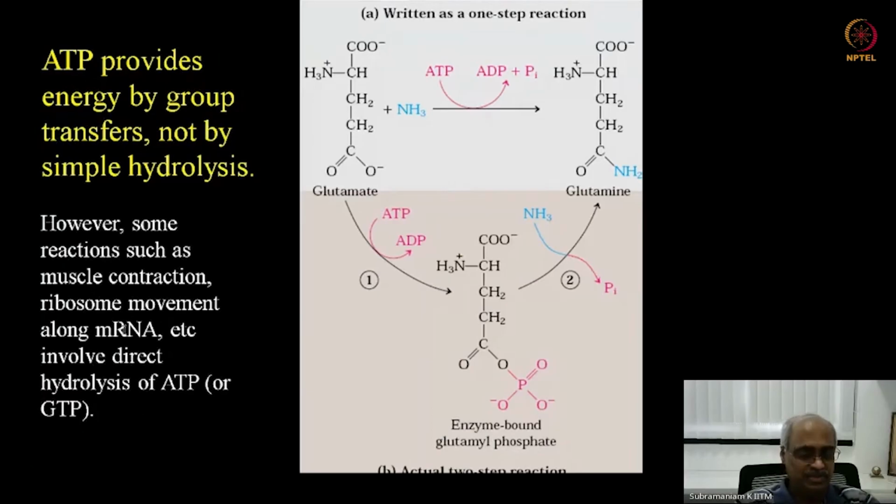So the ribosome example I kept telling, there it is not ATP. These are one of the exceptions where instead of ATP it is GTP, and GTP, by similar reasons as what we saw in the ATP structure, is a high energy compound. So this is an important point I want you to remember. ATP provides energy by group transfer and not by simple hydrolysis. Okay.